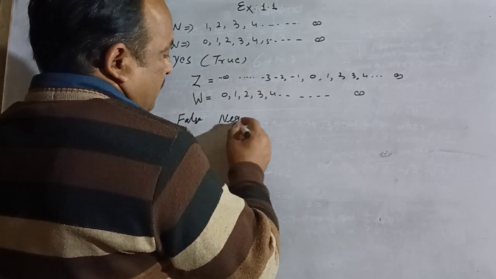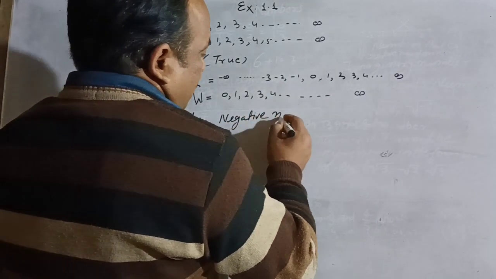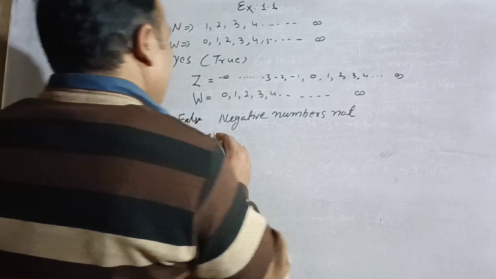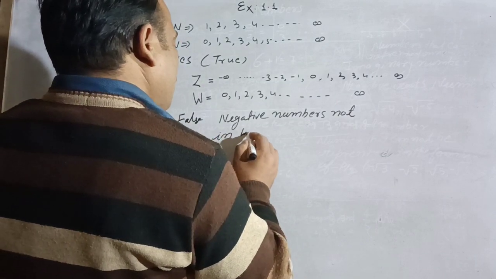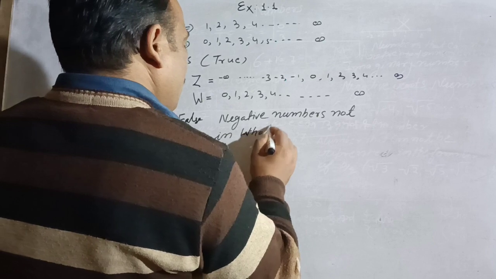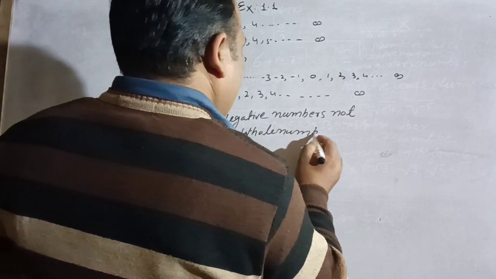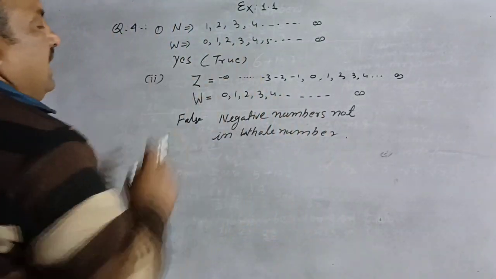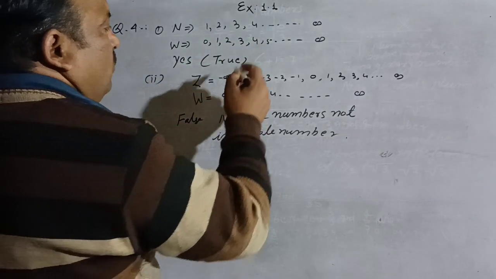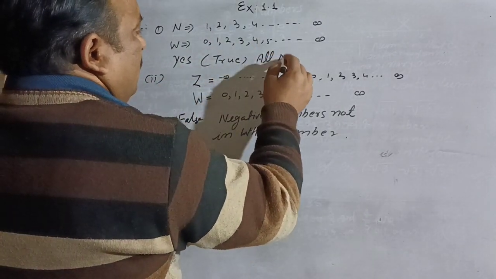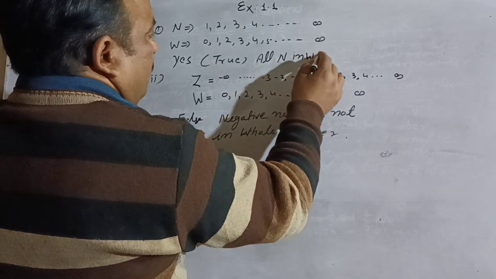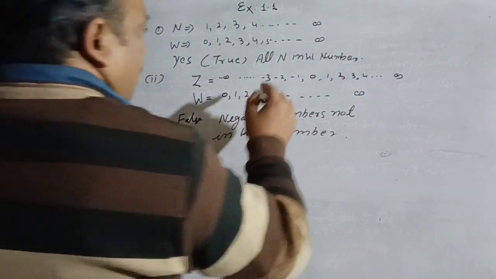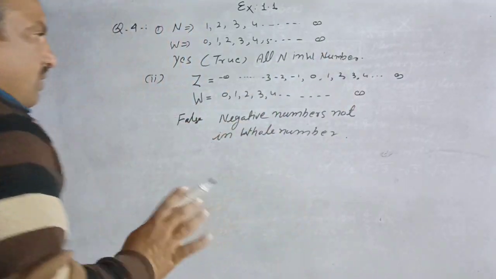This statement is false. Negative numbers are not in the whole numbers. And here we also note that all natural numbers are in the whole numbers.